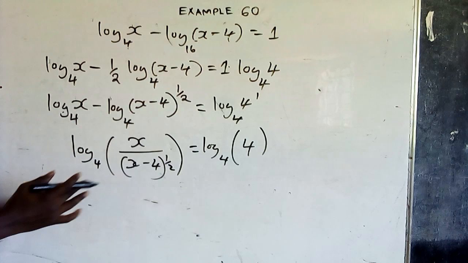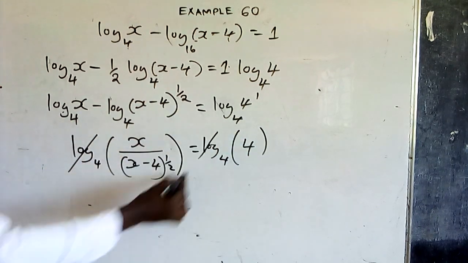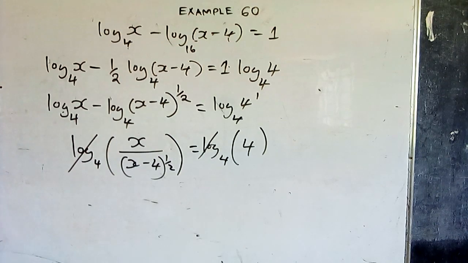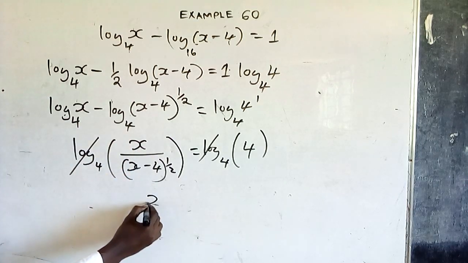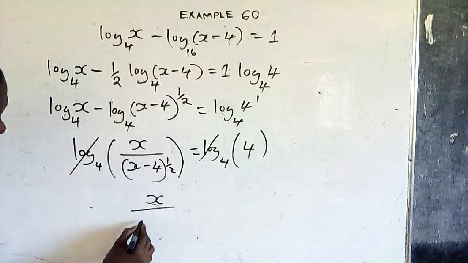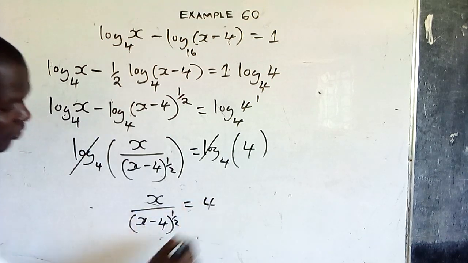Then what do we do? Once we make log 1 on the other side of the equation, we now ignore the logs. You can only ignore the log if there is only one term on the other side of the equation, isn't it? Yes. So when you have one term on the other side of the equation, you ignore the log. So what do we remain with? x over x minus 4 raised to power half, to be equal to 4, isn't it?